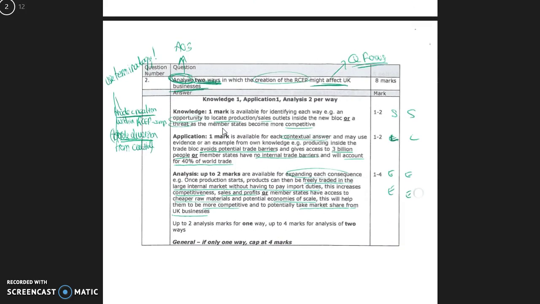Context is essential. And question 2, analyze 2 ways in which the creation of the new trading block might affect UK businesses. So again, this is something that we haven't really looked at in class. It's just a rumor. It could come to fruition. It could not. It would be a massive trading block, 3 billion people, and it will really rise up against the likes of the EU or the likes of the North American Trading Association as well.